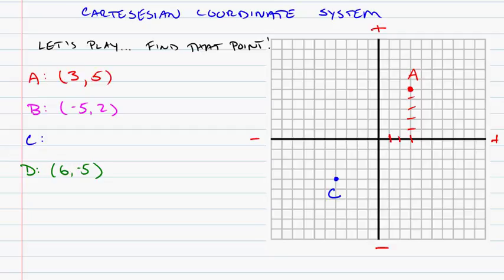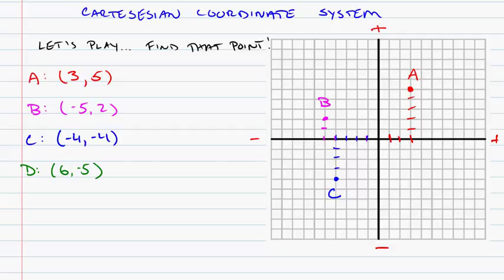Now point B we have to put on the graph ourselves, so for the x value we'll start at the origin, count 5 to the left, 1, 2, 3, 4, 5, and then up 2, 1, 2. So that's where point B must be in the second quadrant. Point C, from the origin for its x value, 1, 2, 3, 4, so it's going to have an x value of negative 4, and then 1, 2, 3, 4, it's going to have a y value of negative 4 as well, okay, in the third quadrant. So both the x and y values in the third quadrant are negative.